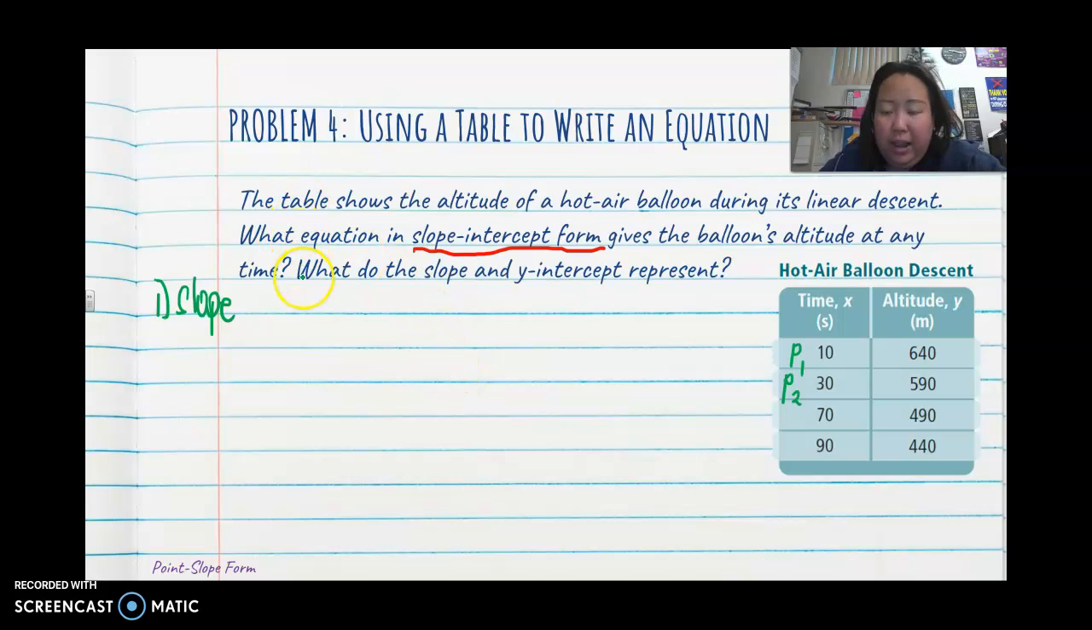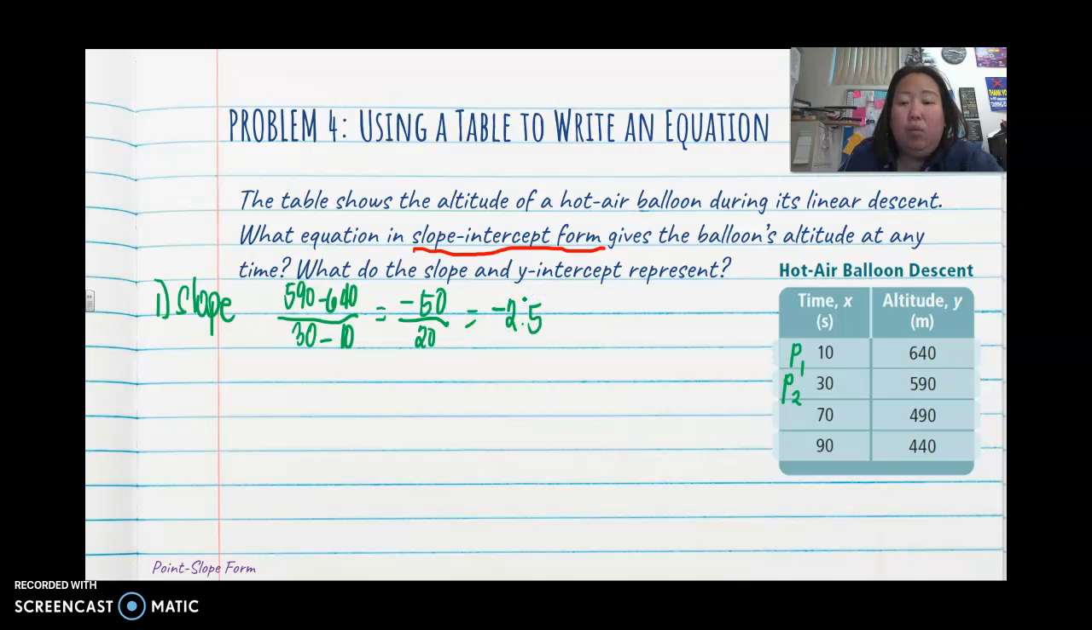So we will have 590 minus 640 divided by 30 minus 10. All right, and so what you will have here, 590 minus 640, that's going to be -50. All right, and then 30 minus 10, that's going to be 20, and so what you get will be -2.5. Okay, that is our slope. Okay, now that we have our slope, do we have an intercept?